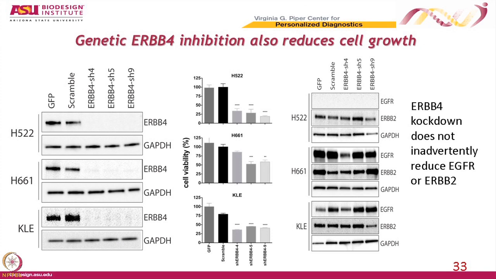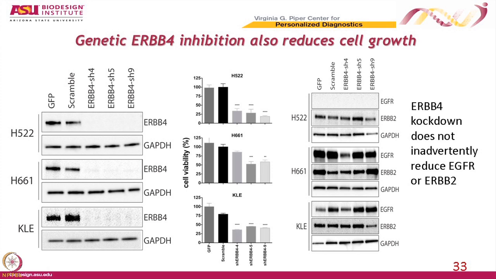And this is just to show you that when you knock down ERBB4, it doesn't affect EGFR or ERBB2. That's yet another possible criticism: okay, you're knocking down ERBB4, maybe you're also affecting EGFR or ERBB2. But we can show you that we actually couldn't detect EGFR in these cells, and if you knock down ERBB4, you don't see any change in ERBB2, no change in EGFR. So this was really due to ERBB4.